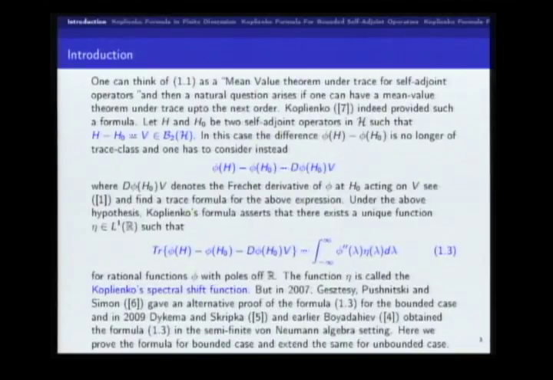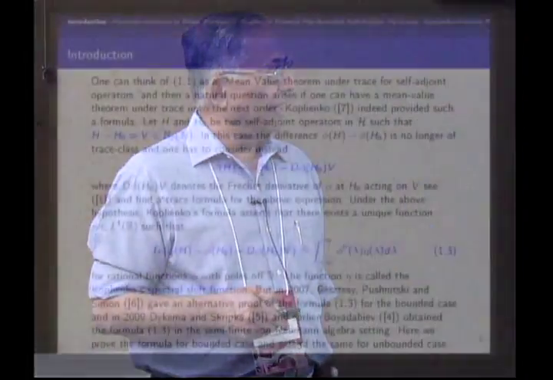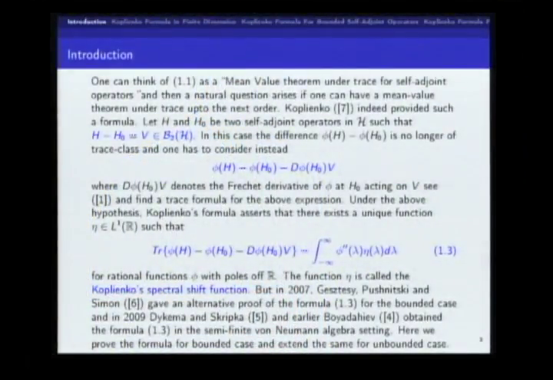And Koplienko's theorem asserts that there exists a unique function η, which is in fact non-negative, in L1, such that this difference is trace class and the trace is given by the second derivative of the function, as it probably intuitively should have been, times the η integrated. For Koplienko, he took these functions which are rational functions with poles away from the real line, but actually you can enlarge the class much more. The function η is called Koplienko's spectral shift function.